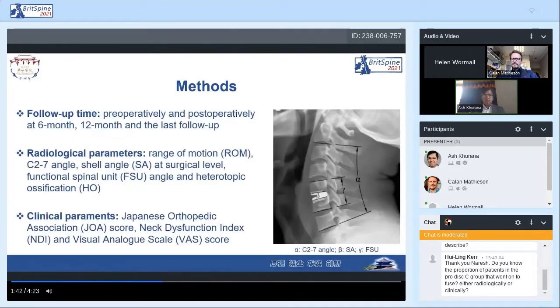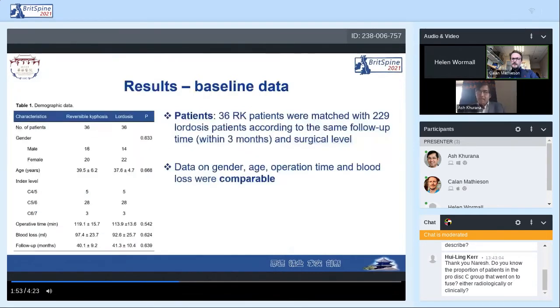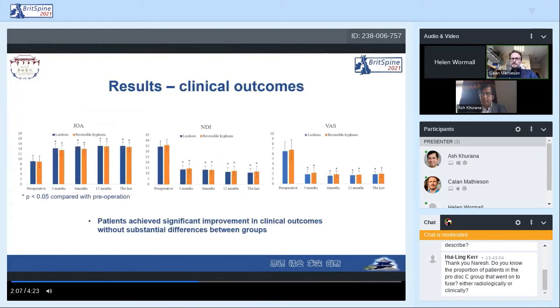We did follow-ups and evaluated clinical outcomes regularly. Radiological parameters, including ROM, cervical alignment, and HO, were also measured. 36 RK patients were matched with 229 lordosis patients, according to the same follow-up time and the surgical level. Baseline data were comparable. Patients achieved significant improvement in clinical outcomes without substantial differences between groups.